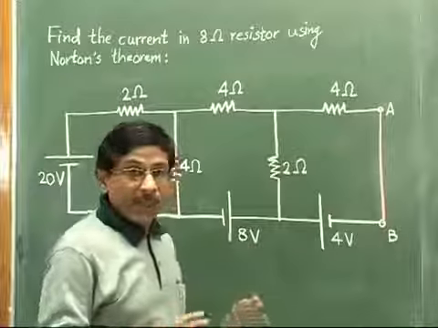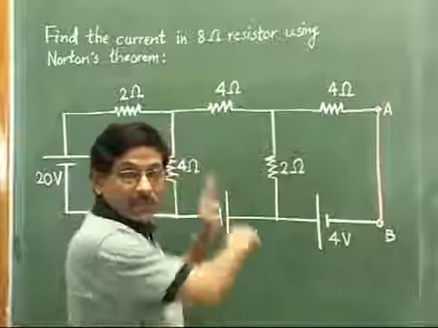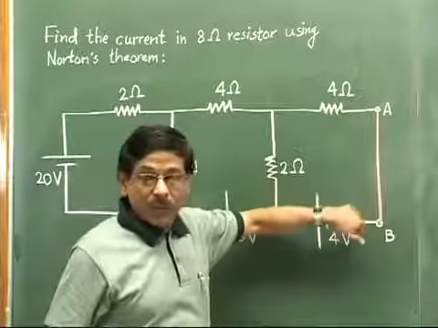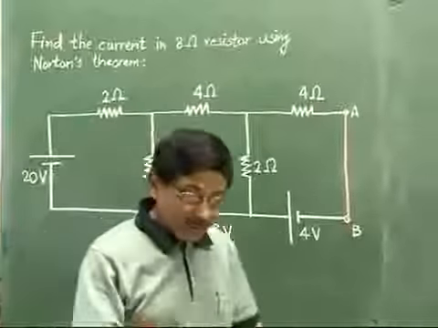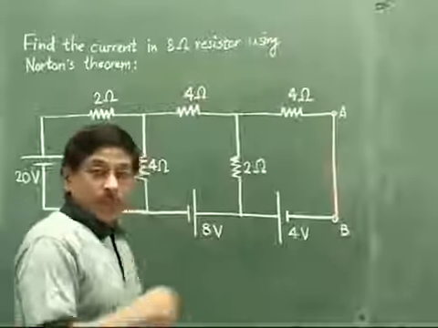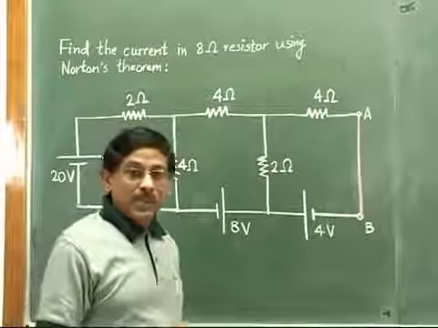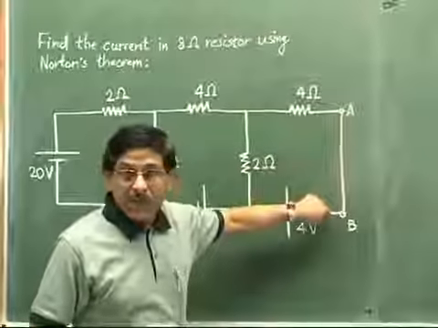What we have done, after removing the load resistor, is that whatever circuit we are getting, the 2 open ports, we will just be shorting them temporarily. And now our job is very simple. We use simple Kirchhoff's laws to find out the current flowing through this shorted branch.